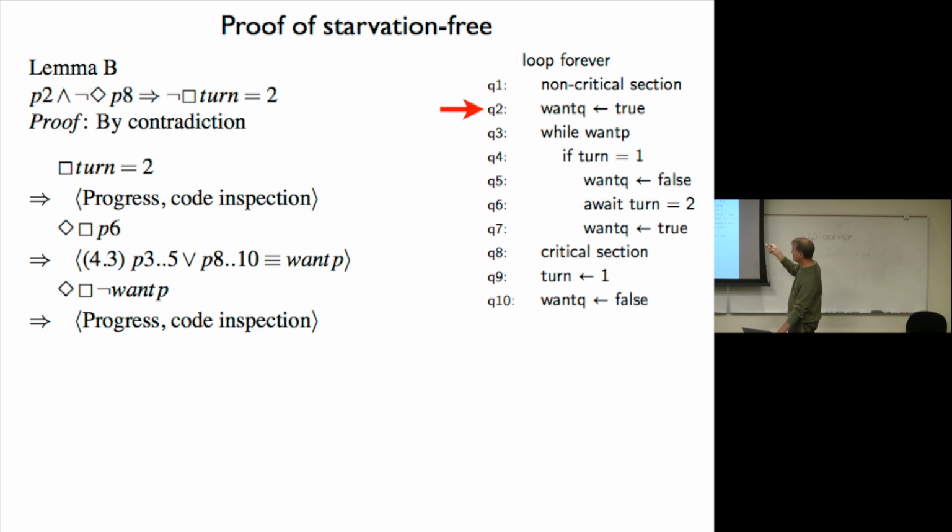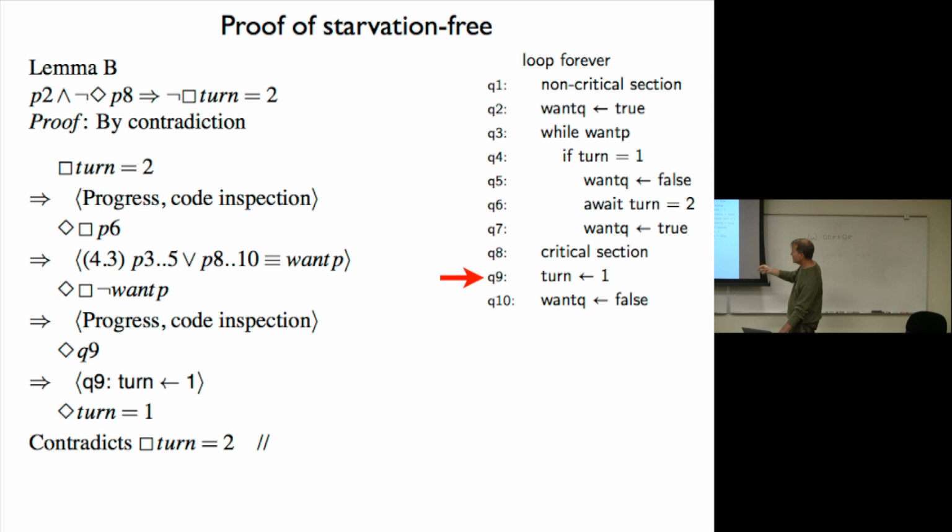This one we will progress by the assumption that we're going to make progress in the non-critical section. This is an assignment statement. It will progress. This will progress. This will progress, and this will progress, and boom, we'll eventually get to Q9. But Q9 does turn gets 1, and therefore eventually turn equals 1. But that contradicts always turn equals 2.